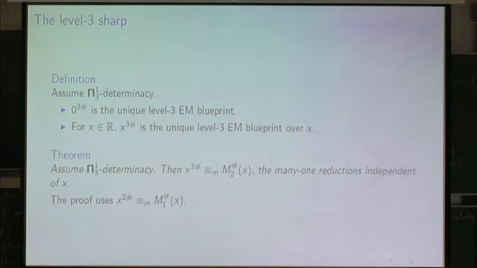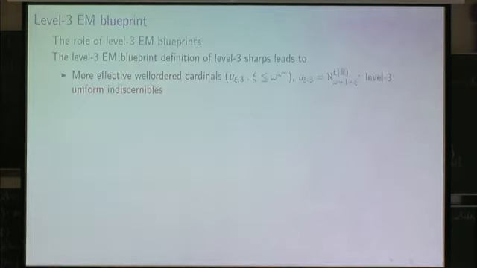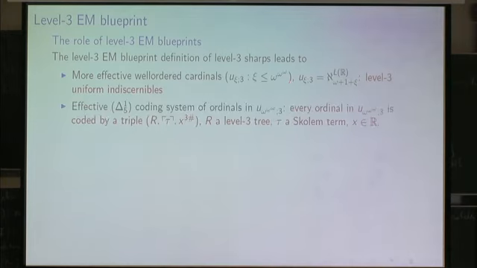So yeah, by the way, the proof uses the previous level, so it will be an inductive proof. And just as in one of the previous slides, we have those level 3 uniform indiscernibles of order type omega 2, omega 2, omega. And we have an effective coding system of ordinals, which is the higher level analog of the effective coding system for ordinals in U omega.